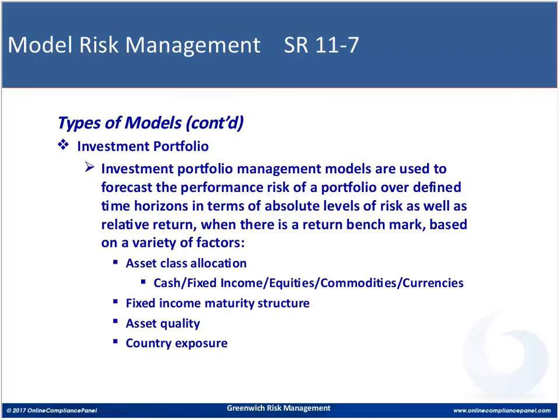The factors used by a portfolio management model would consider a portfolio's asset class allocations, the primary ones of which would be cash, fixed income, equities, commodities, and currencies. Next, it would look at or consider the allocations within each asset class. In the case of a portfolio's fixed income component, it would consider its maturity structure and asset quality. In the case of a portfolio's income and equity components, it would also consider the country exposures that would be in the portfolio.